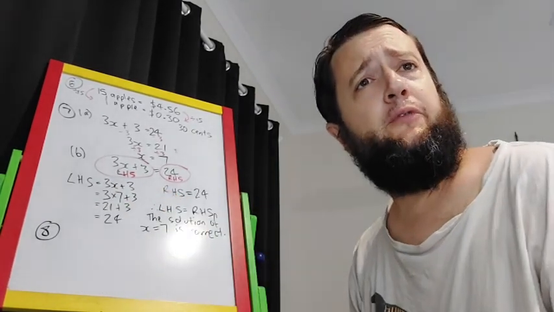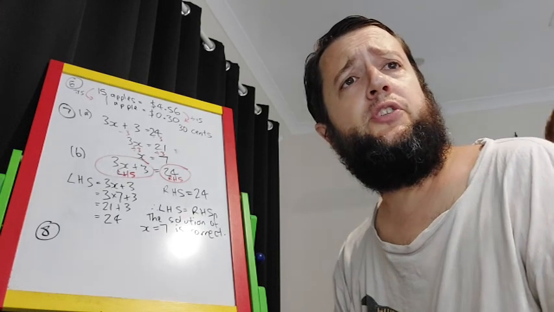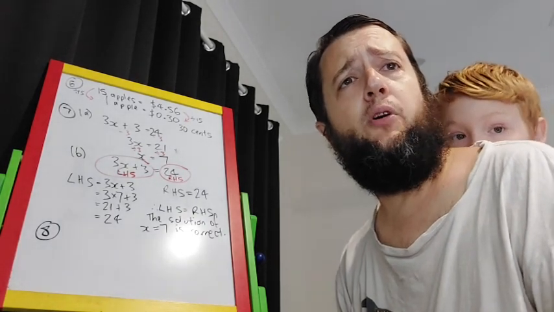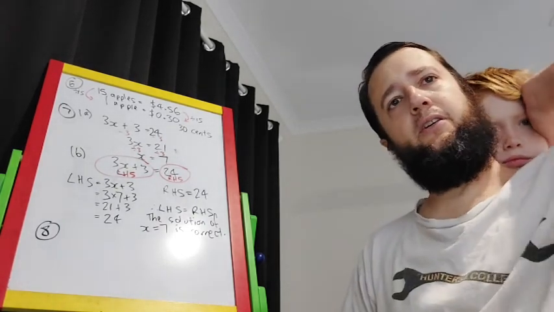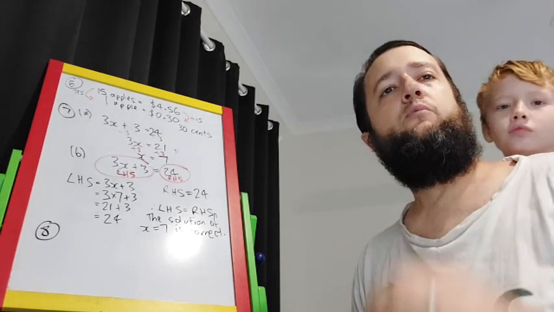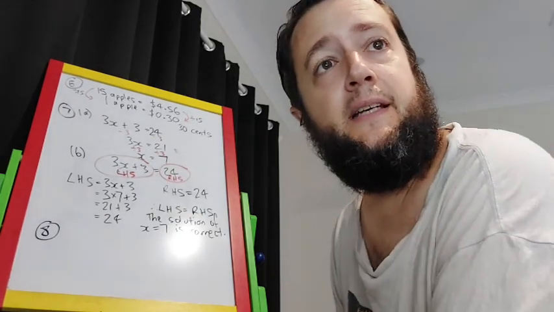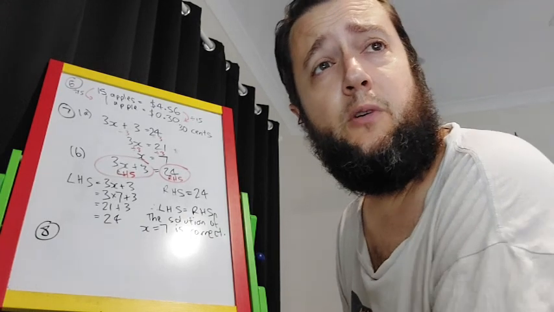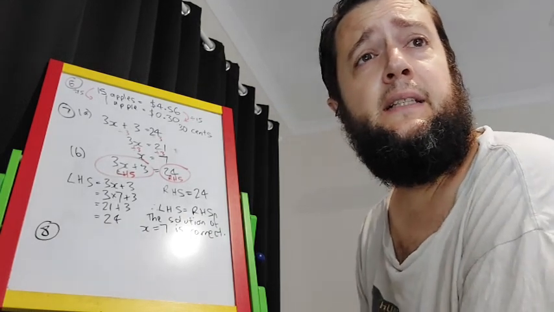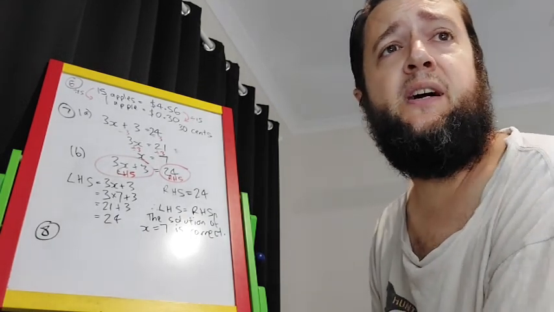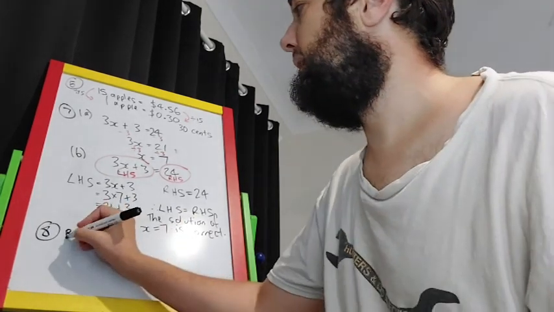Bob ran a number of laps around the school oval. Sue ran 4 more laps than Bob. Together they ran a total of 28 laps. Which equation could represent this? So, what do we got? X is Bob's number of laps, so Bob is X.